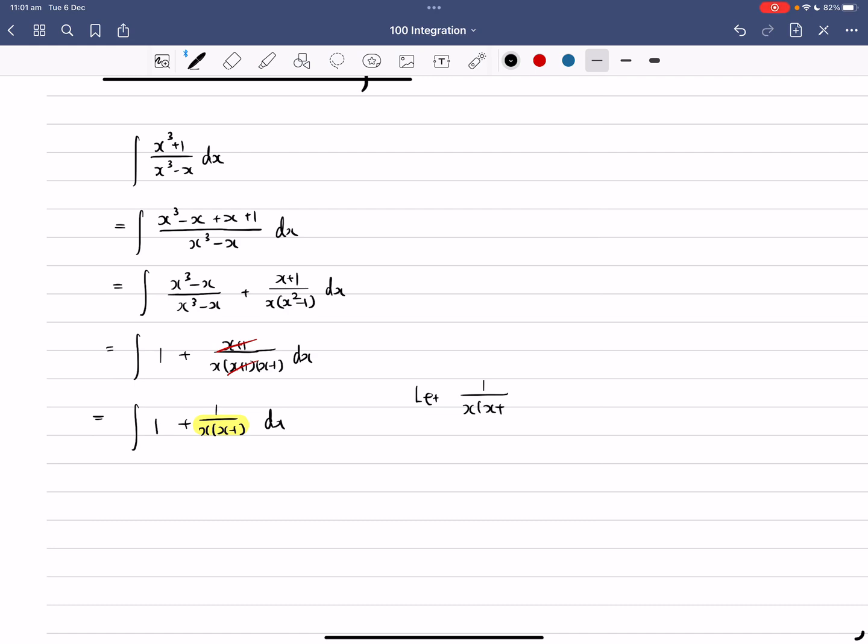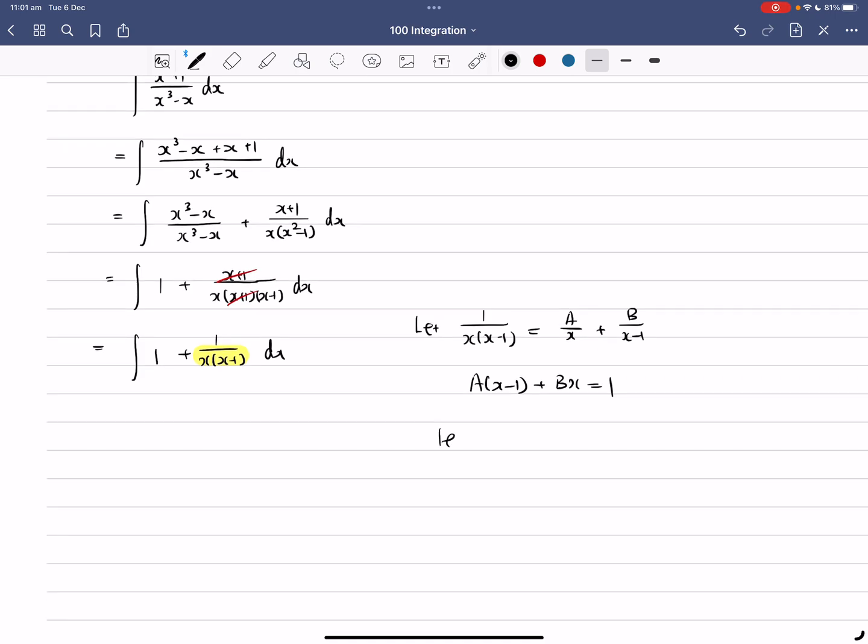We let this fraction here, all right, equal to a over x plus b over the second factor, which is x minus 1. Okay, so we should be able to use the algebra to find out what is the value of a and b. So if we just let x equal to 1, b equals 1, and if we let x equal to 0, a equals -1 after we do the substitution inside. So that means we can further simplify this fraction into -1 over x plus 1 over x minus 1 dx.